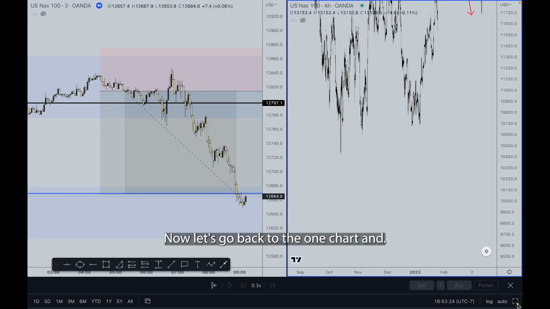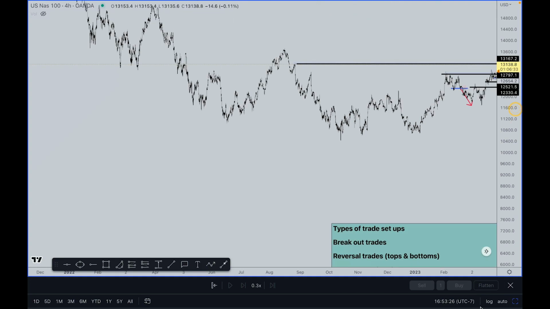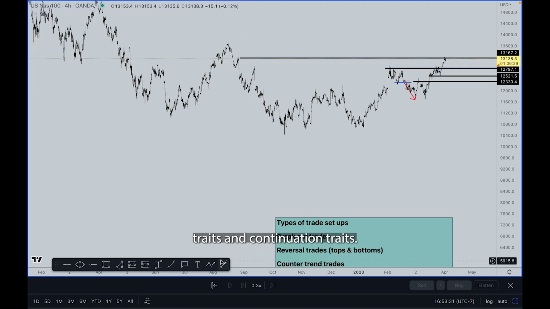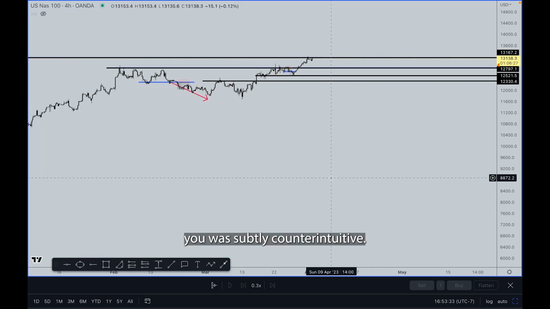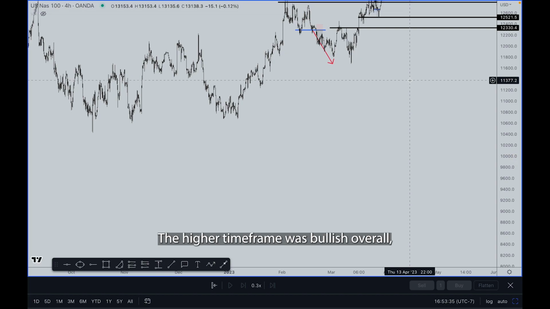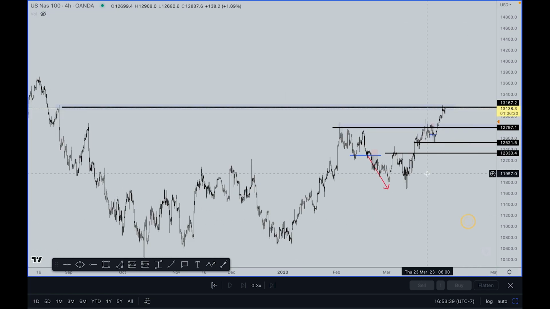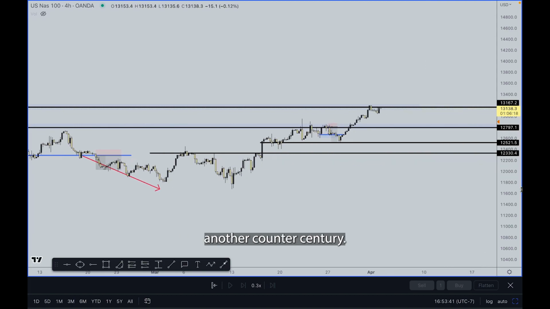Now let's go back to the one chart, and we're going to look at counter trend trades and continuation trades. Now, the one I just showed you was technically a counter trend trade because the higher time frame was bullish overall, but the current behavior was bearish. Okay, but I can show you another counter trend trade.